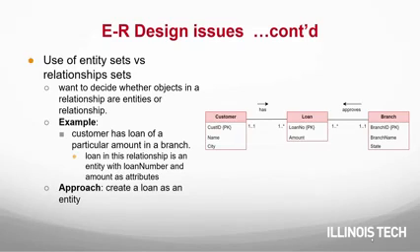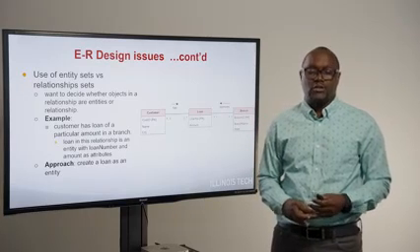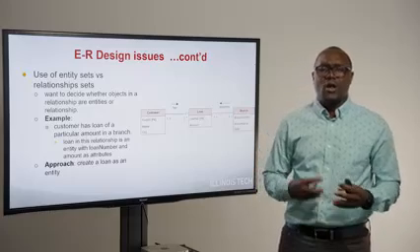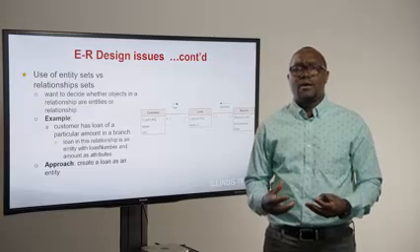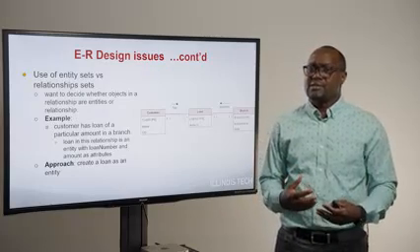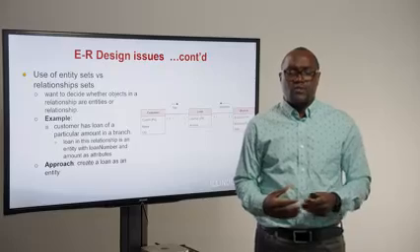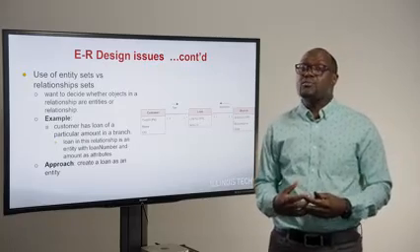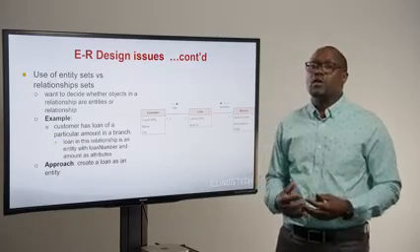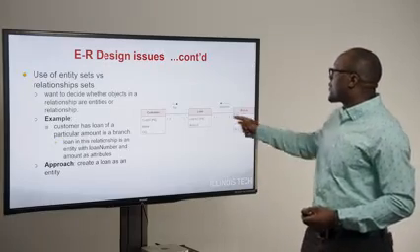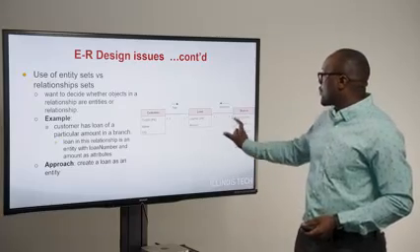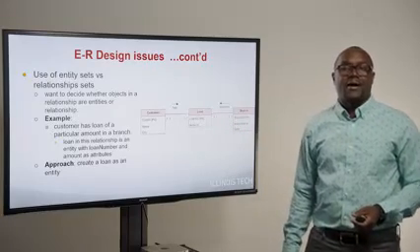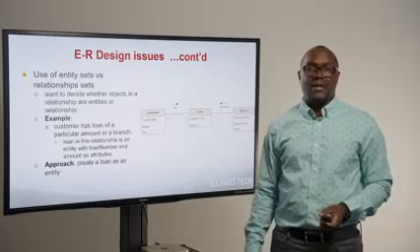The second design issue that may come up is when you want to decide whether an object is a relationship or an entity. An example in this case would be a customer has a loan of a particular amount in a branch. So a loan is participating in the relationship. You want to know whether that loan is actually an entity or a relationship. In this case, since a loan has other attributes like a particular amount of the loan, we recommend that you create it as an entity of its own. And of course, the best approach is to have a loan appearing as an entity as opposed to a relationship.